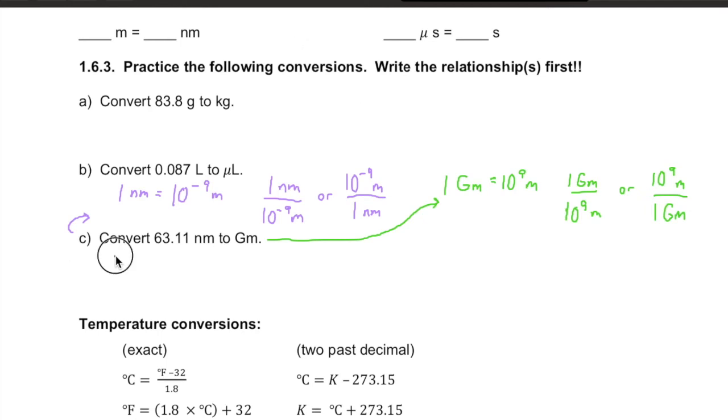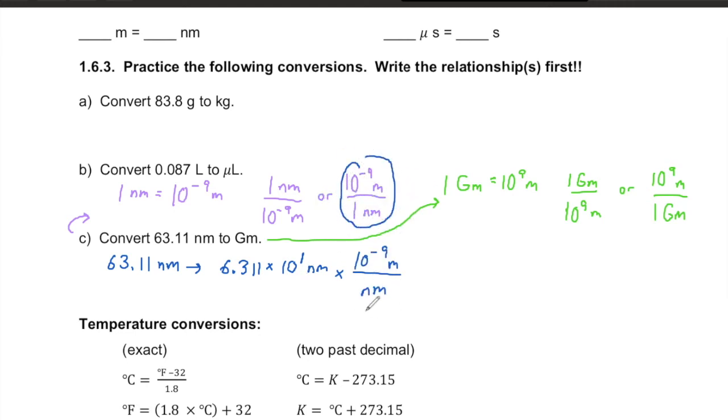And we are starting with 63.11 nanometers. Actually, let's try starting with this in scientific notation, because that might make it easier. Let's see if that helps people out. So we have 6.311 times 10 to the 1 nanometers. So now for this one, I'm going to use this conversion factor. That will cancel nanometers and get me to meters. Now I want to cancel meters and get to gigameters. So our nanometers cancel and our meters cancel.